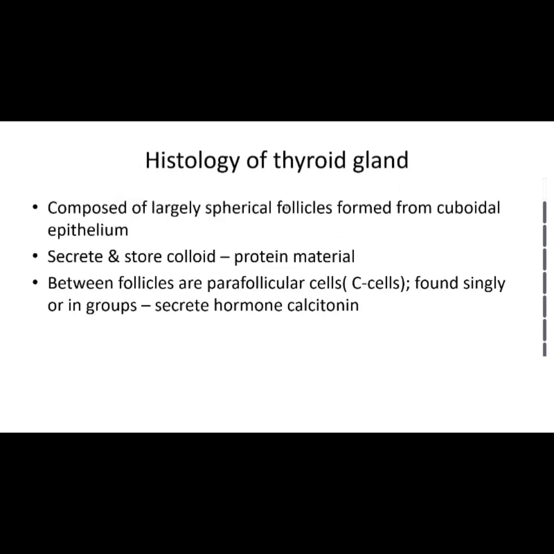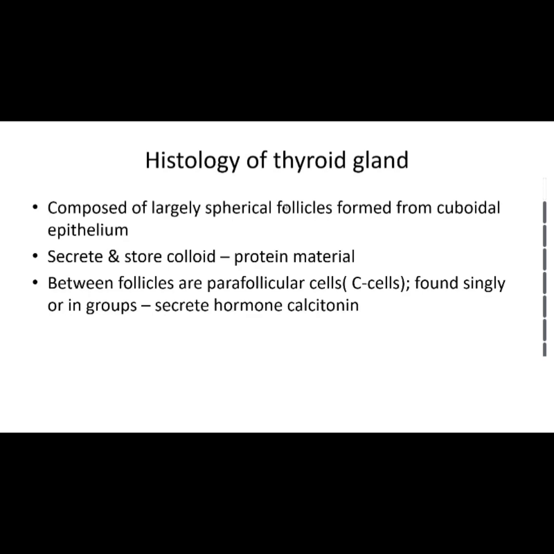For example, this one tends to decrease the calcium level in blood, whereas parathyroid hormone tries to increase the calcium level in the blood. So they work together to control the amount of calcium within the blood.